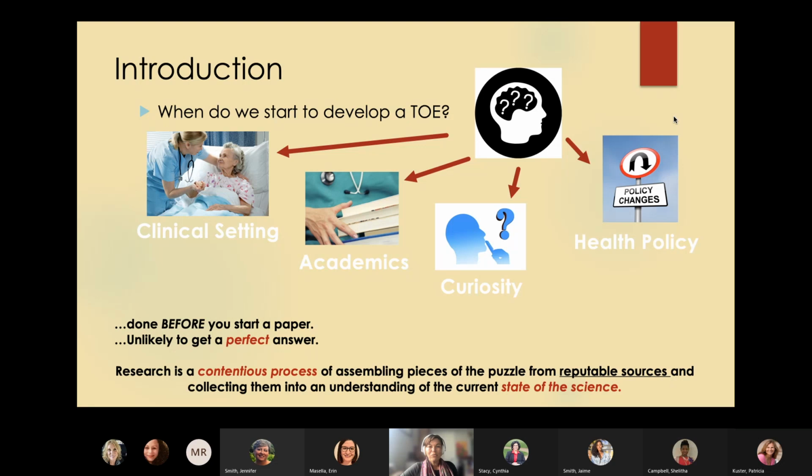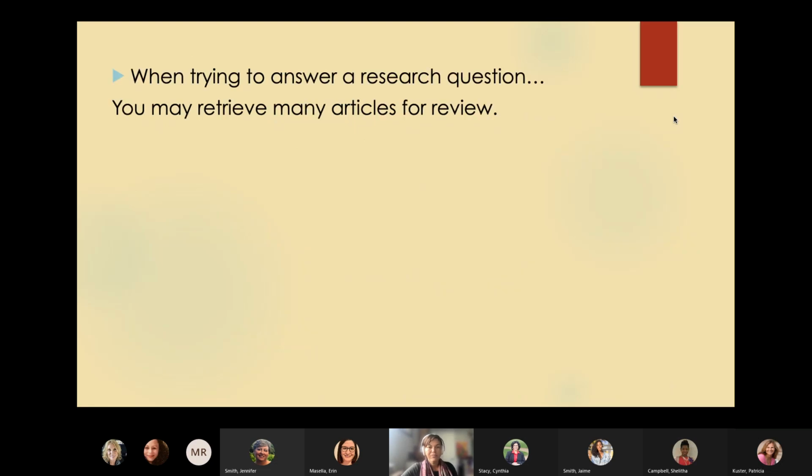And that's actually why we do original scholarship, because if somebody else has already done the question that you're interested in, then you can just read their paper. But more likely than not, you have a unique spin on the phenomenon that you want to explore, which means you're not really going to find anything that perfectly answers it. But it's helpful to remember that research is a conscientious process of assembling pieces of a puzzle from reputable sources and collecting them into an understanding of the current state of the science.